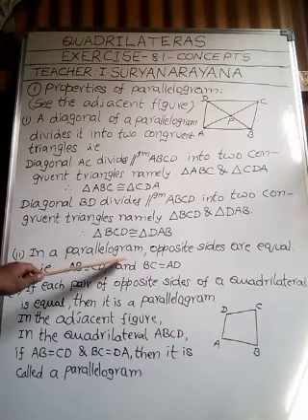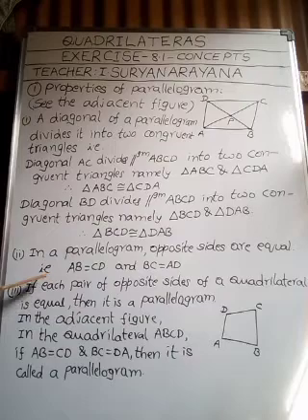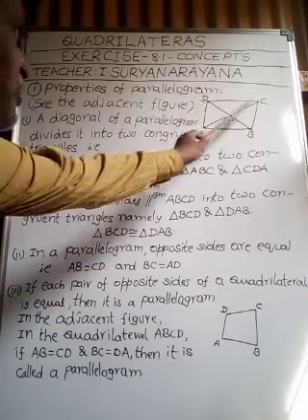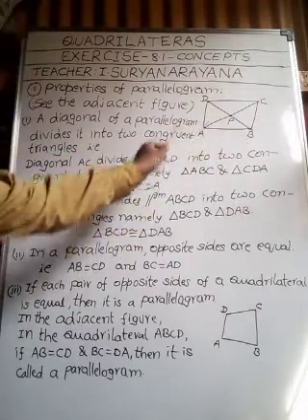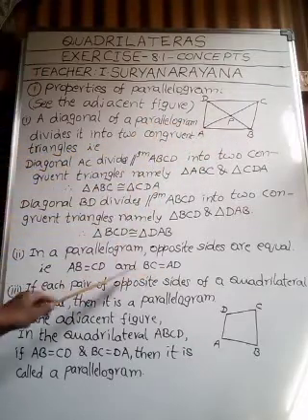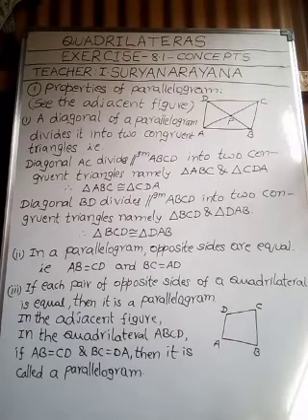In a parallelogram, opposite sides are equal. That is, AB is equal to CD. These two are opposite sides. And similarly, BC is equal to AD. Okay, my children, you have to remember these properties well. Right. Come to the next property.